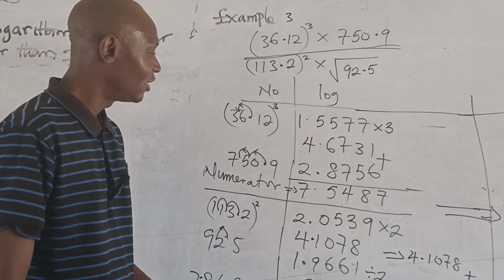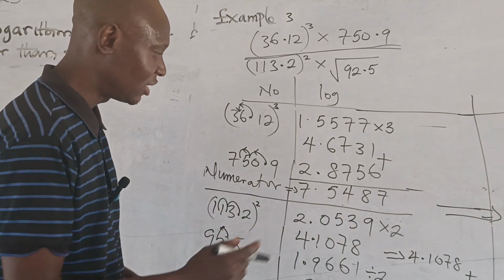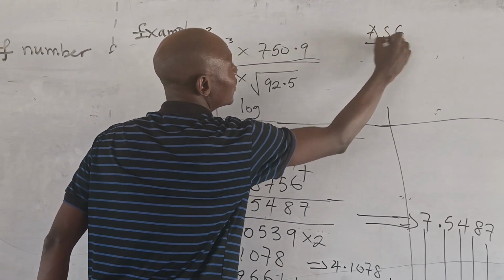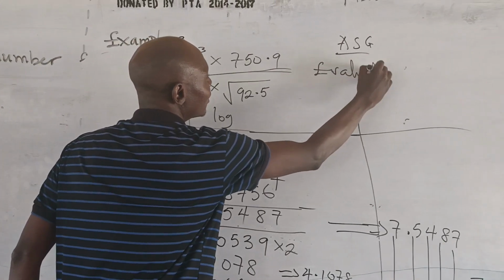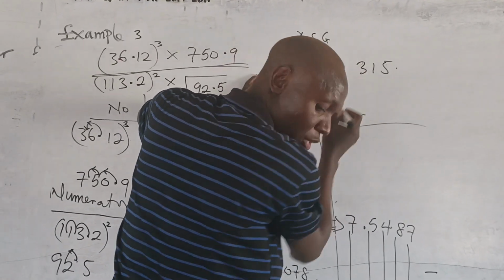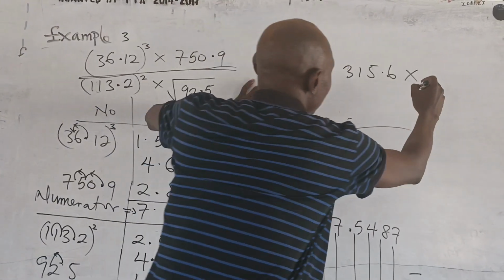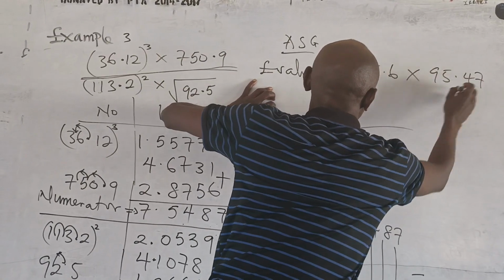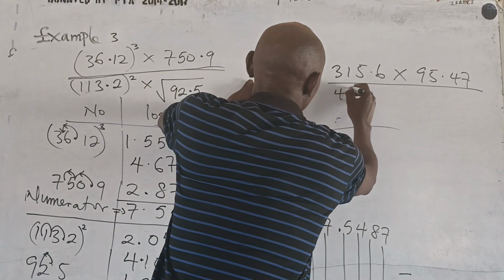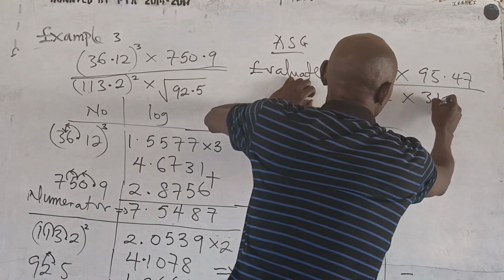That is the size of the class for today, but I would like to leave you with 1 or 2 assignments to practice at home. So you have an assignment now. Evaluate 315.6 times 95.47 over 456.2 times 31.88.